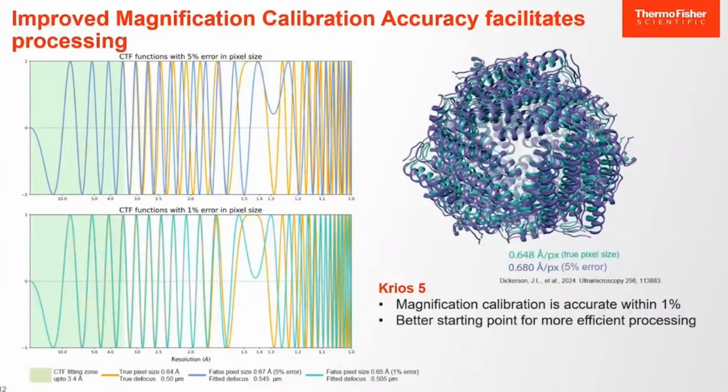And with that, you basically create a much better starting point for more efficient processing. And as you can see in this slide, the CTF behavior is much more aligned when you go to 1% magnification calibration accuracy compared to 5% magnification calibration accuracy. It can still be improved further, of course, below 1%, but as I said, the starting point is much better at this particular specification.